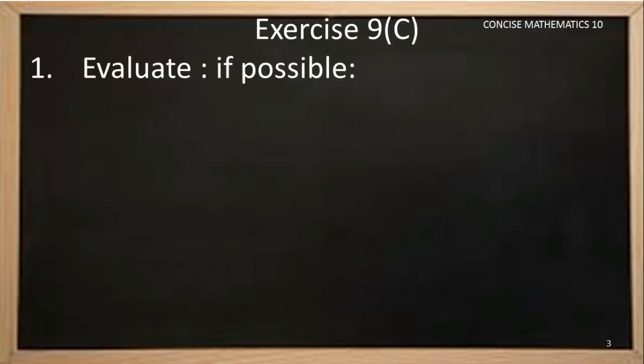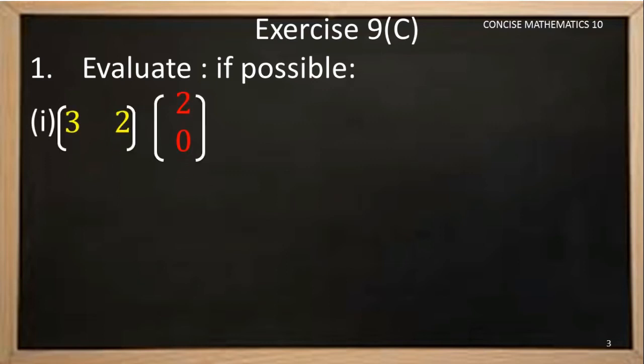The first question asks, evaluate if possible. Why is the question "if possible"? That means we need to cross-check. If the condition is fulfilled, we can proceed with the multiplication process. If the condition is not fulfilled, we have to say that no, the multiplication process is not possible, and we need to state the reason why it is not possible. Let us see the first question.